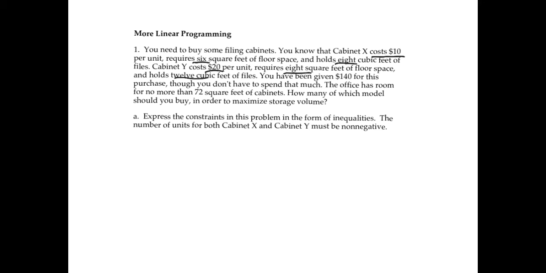Okay, so we're given that we have $140 to spend and 72 square feet available for floor space. And we want to maximize our storage volume. So we first want to identify the constraints in this problem. We have cabinet X and cabinet Y, and we know that cabinet X costs $10 per unit and cabinet Y costs $20 per unit, and that total has to be less than or equal to $140. That's the amount of money we have.